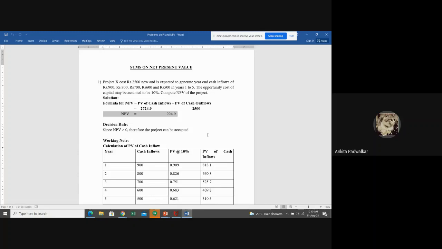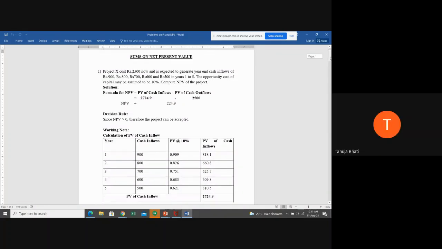Accepted. Very good. So the decision rule: since NPV is greater than 0, the project should be accepted. Now suppose it would be minus 224.9, then what would my decision be? Reject. Very good. So is this problem clear to everyone?